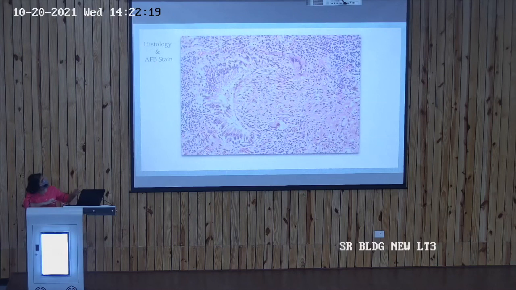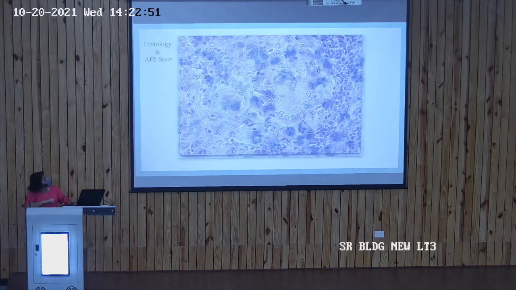I'll explain the granuloma again. Inside it is the caseous necrosis. These are the alveolar cells. Outside are the lymphocytes, and those are the giant cells. Epithelioid cells are the cells which look a bit flat. So this is your granuloma.